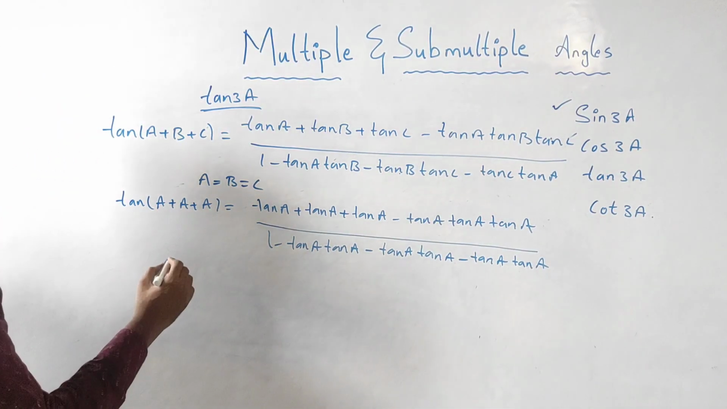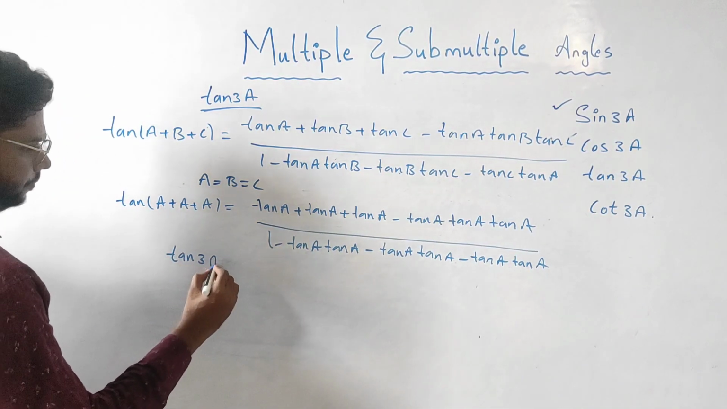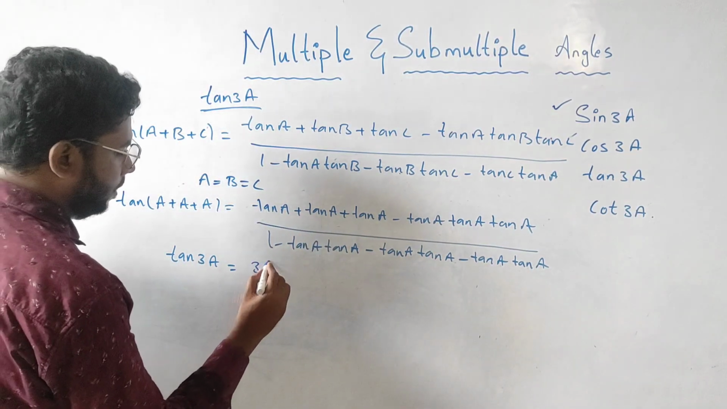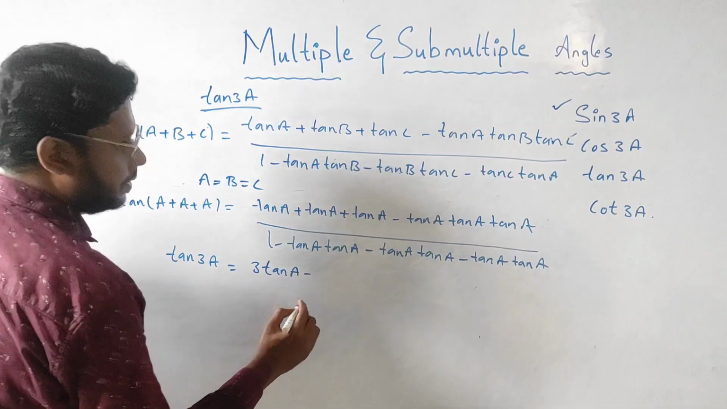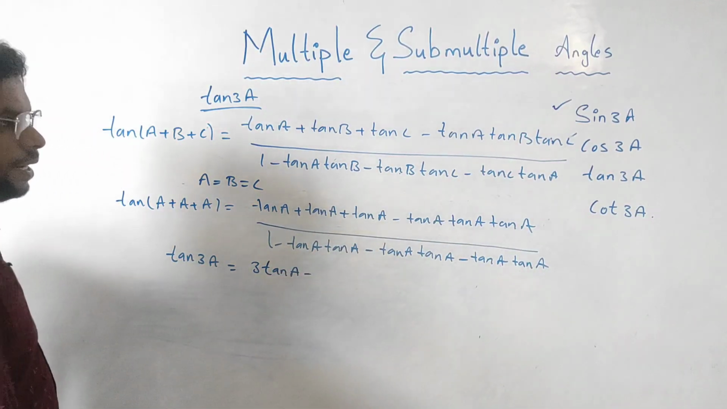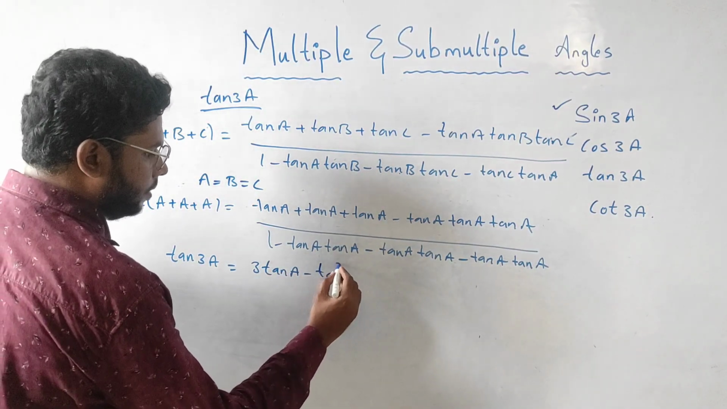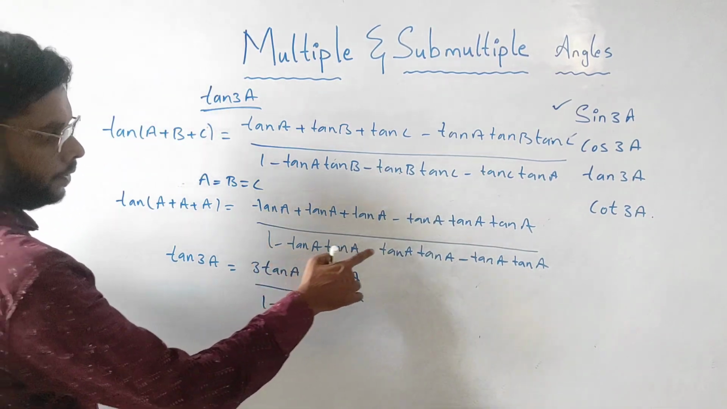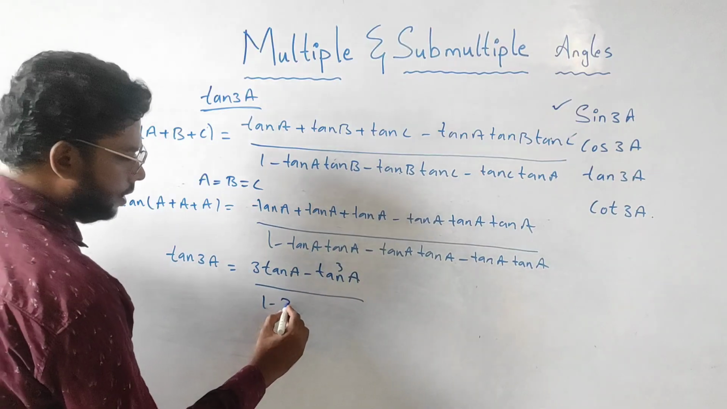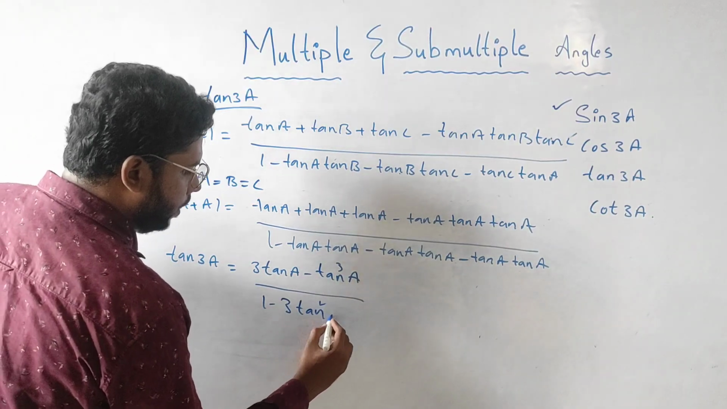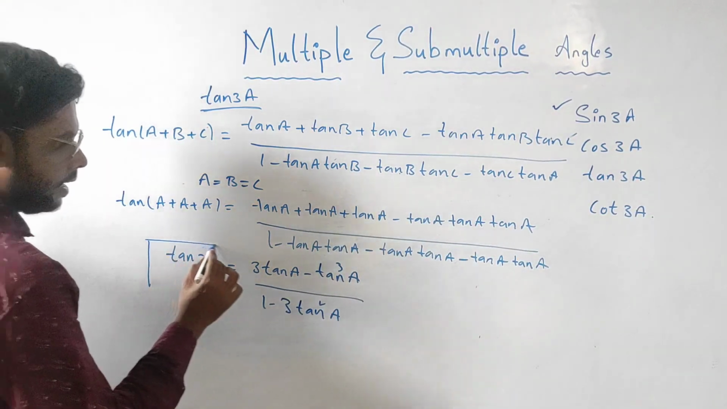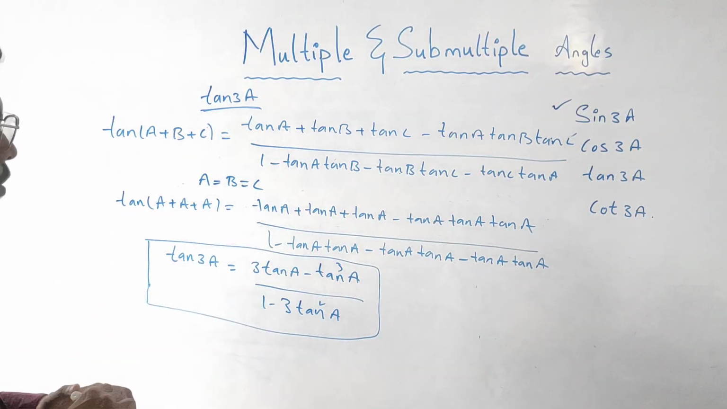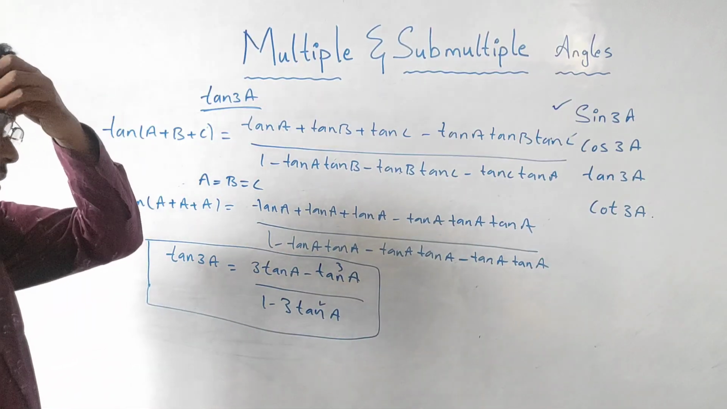A plus A plus A will be tan 3A, which is equal to tan A plus tan A plus tan A, that is 3 tan A, minus tan A into tan A into tan A, which is tan cube A, divided by 1 minus tan square A three times, nothing but 3 tan square A. So this is nothing but the tan 3A formula. What is the tan 3A formula? 3 tan A minus tan cube A divided by 1 minus 3 tan square A.